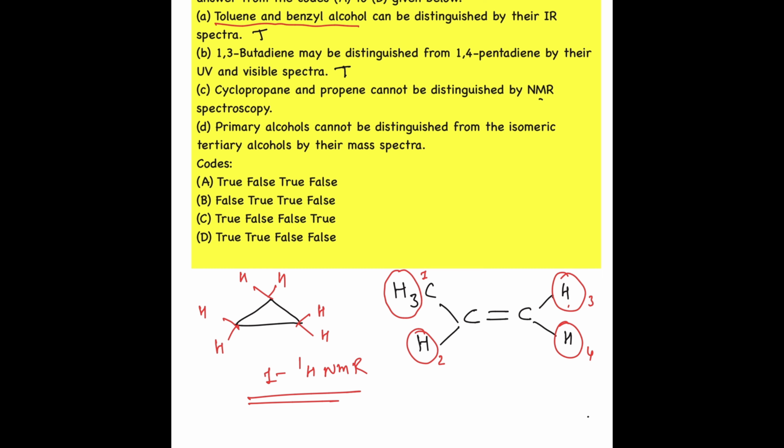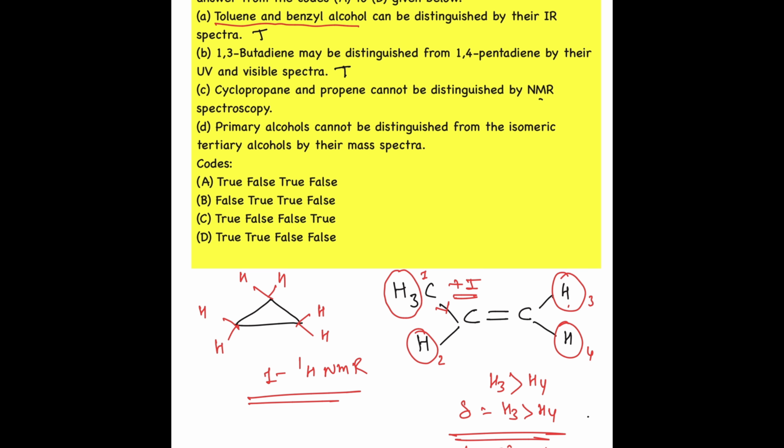So which one will provide the more del values? Those that are more deshielded, or more electron deficient. So which one is more electron deficient? H3 is more electron deficient as compared to H4, because in case of H4 there is a trans methyl group which will supply the electronic environment with the help of its plus I effect, right? So there will be a lower value of delta in case of H4. So del value order: H3 is greater than H4, right? And the number of signals is 4.